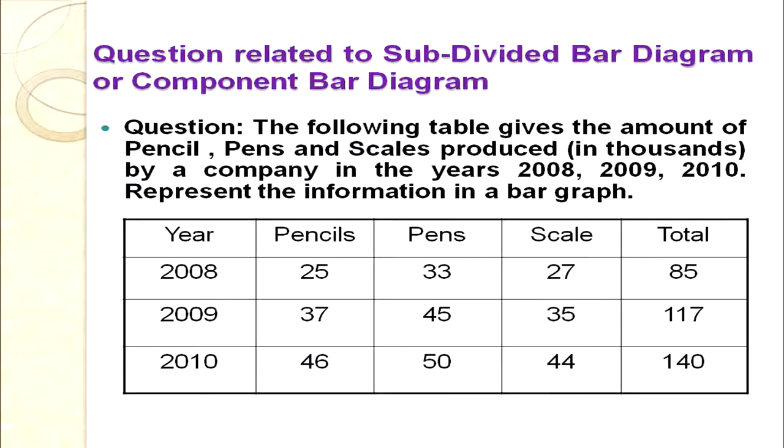So, that means for the first bar, year 2008, the total length of the bar would be 85. For 2009, the total length of the bar would be 117. For the year 2010, the total length of the bar is 140. And then we are going to classify it into pens, pencils and scale. Let us see how we have done it.